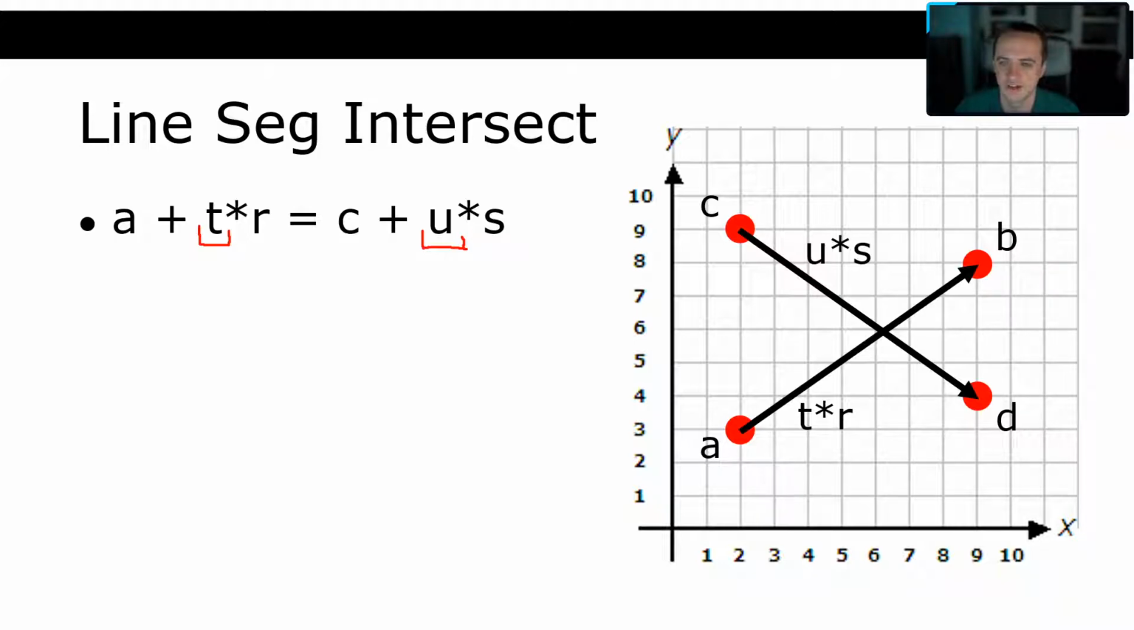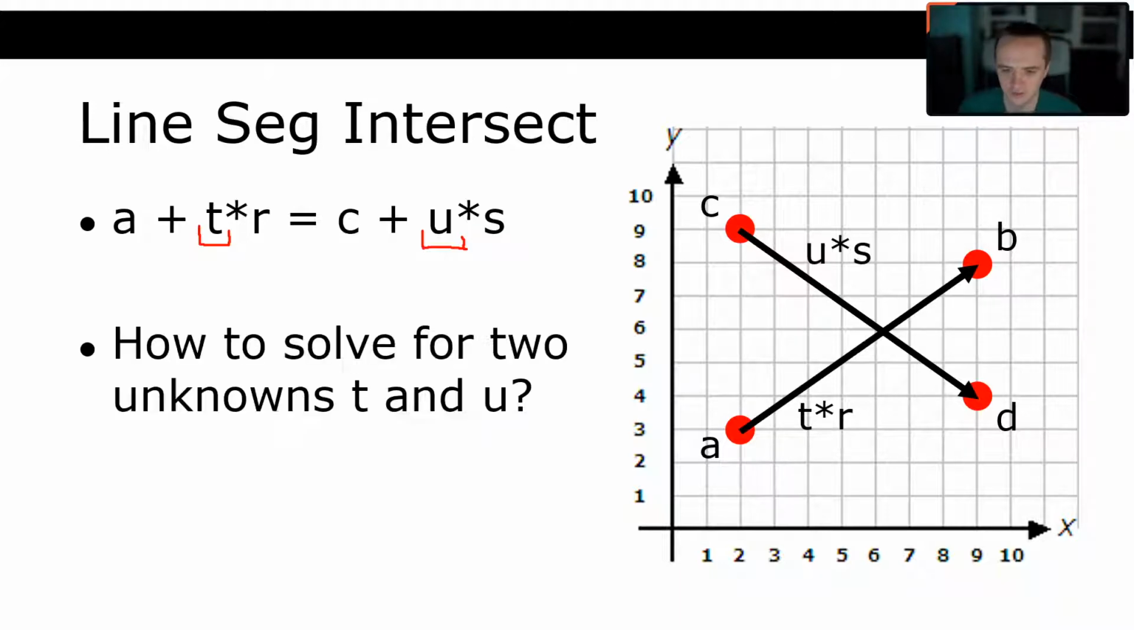Someone just said two unknowns, right? So essentially, we have n equations where n equals 2, and we have n unknowns where n equals 2, right? So if we have the same amount of unknowns as we have equations, then that's going to be really hard to solve. So how do we solve for two unknowns with just these two equations?